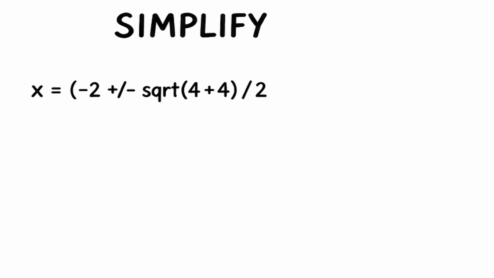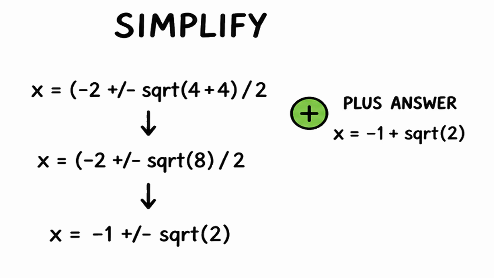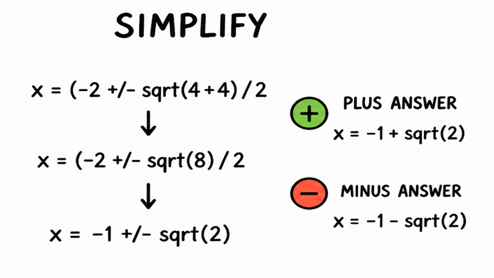Simplify. 2 squared is 4, and minus 4 times negative 1 becomes plus 4, giving the square root of 8. So x equals negative 2 plus or minus root 8 over 2. Therefore, x equals negative 1 plus or minus root 2. One answer uses plus, the other uses minus.